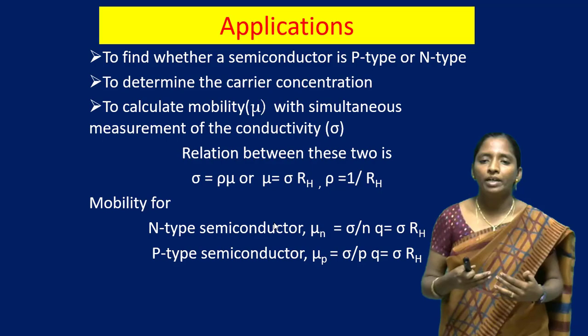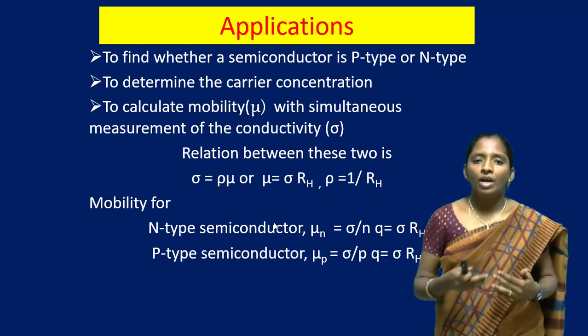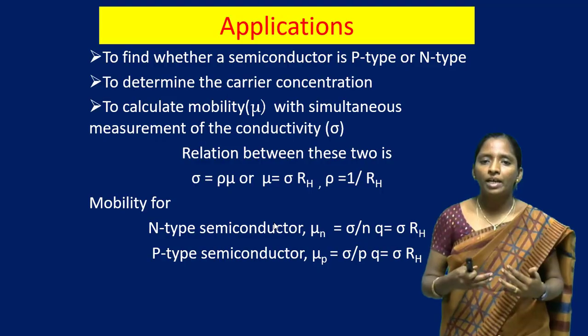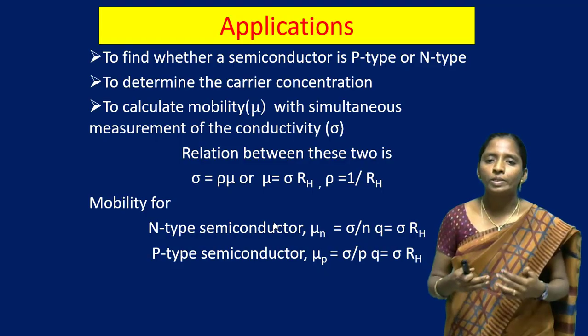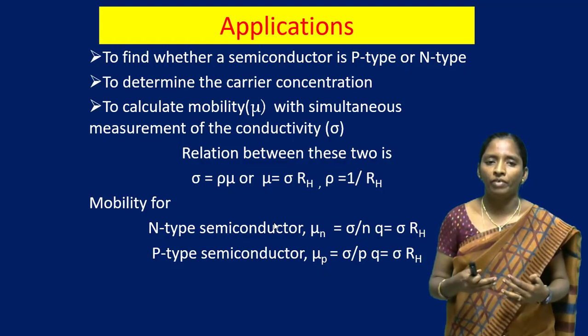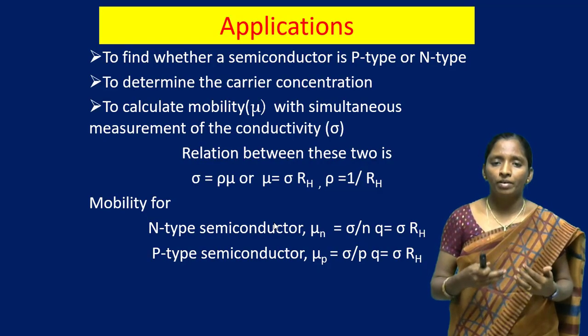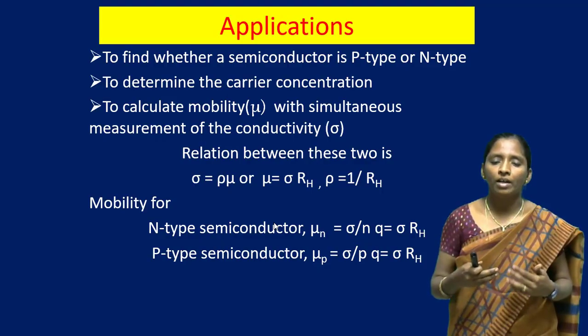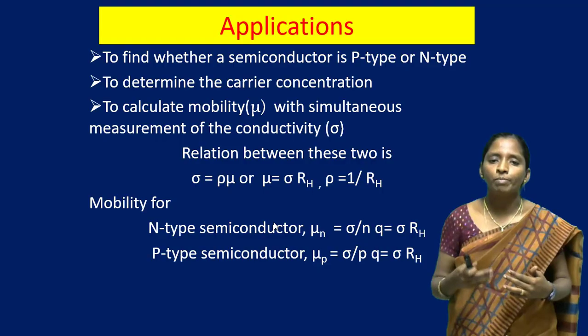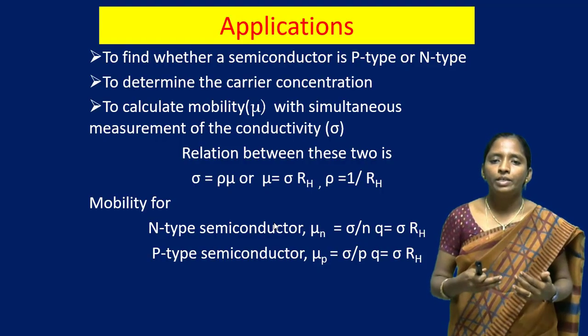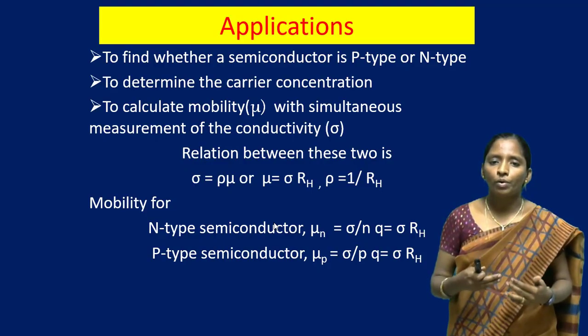Applications of the Hall effect. To find whether a semiconductor is p-type or n-type, we use the Hall effect. And to determine the carrier concentration, how many carriers, free electrons or holes, are present, it is determined by the Hall effect. To calculate the mobility of the p-type material or n-type material, that means the mobility of the electrons and holes, by measuring conductivity. The relation between conductivity and mobility is given by sigma, where sigma is the conductivity, sigma equal to rho into mu, or mu equal to sigma into RH.